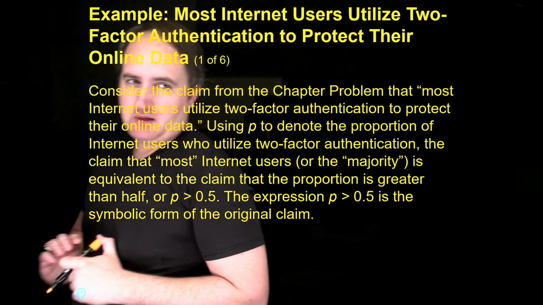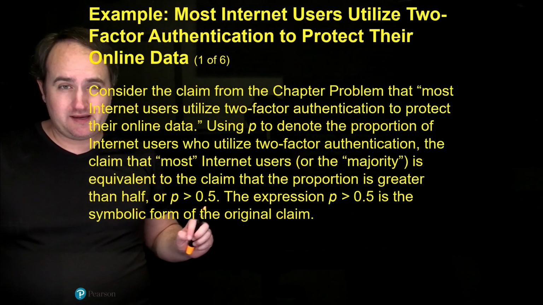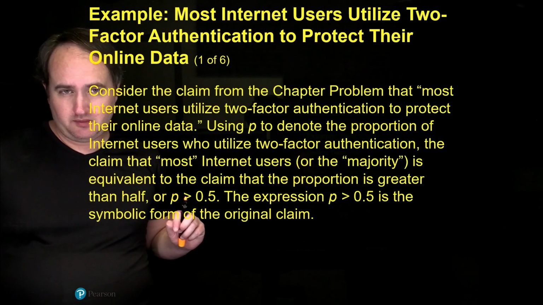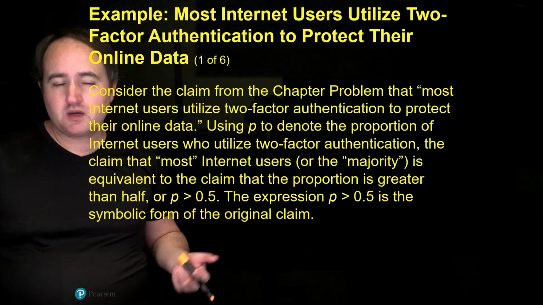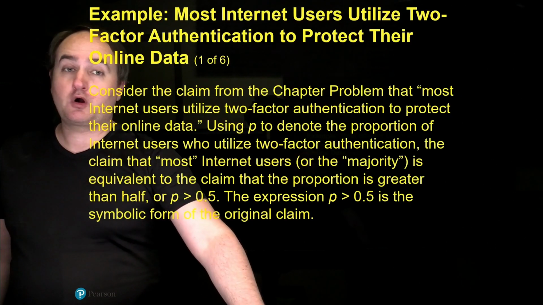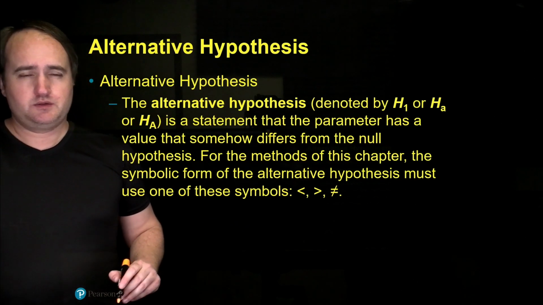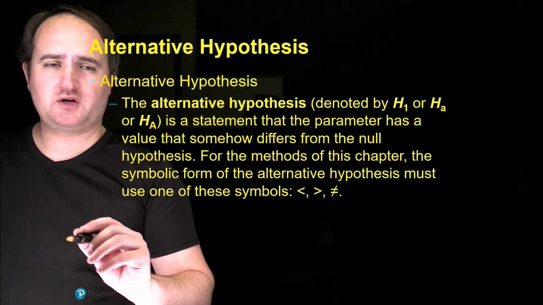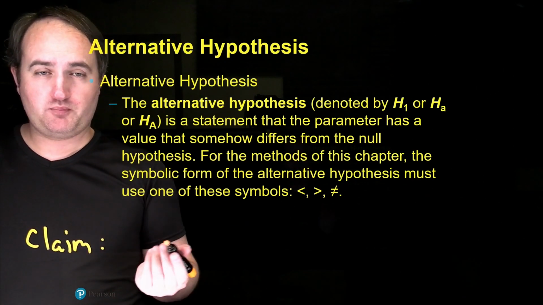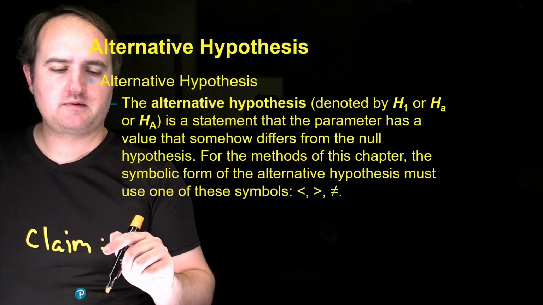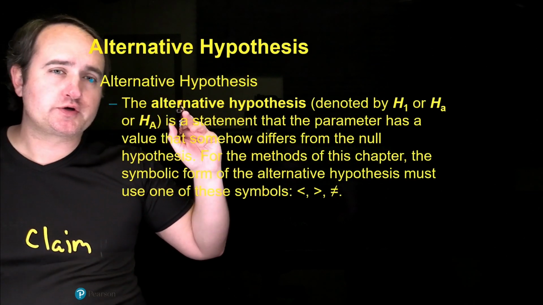And actually, for our class, we're primarily going to be focusing on claims that either use greater than, less than, or not equal. So our claim is actually going to be the same as our alternate hypothesis, or alternative hypothesis. Okay, so that's on this slide here. So in this problem, we just said that the claim was P is greater than 0.5, okay? And the claim is the same as the alternative hypothesis, or some people just say alternate hypothesis.